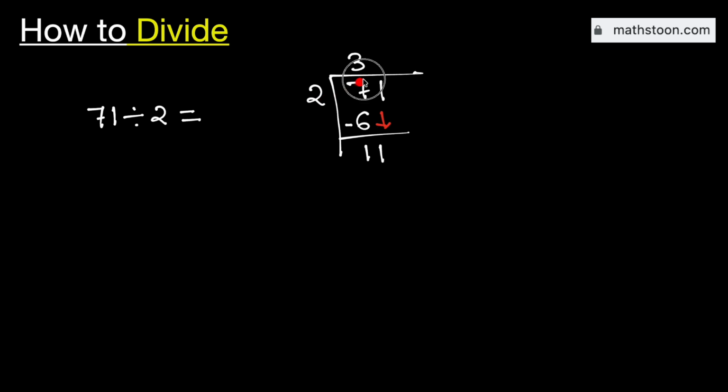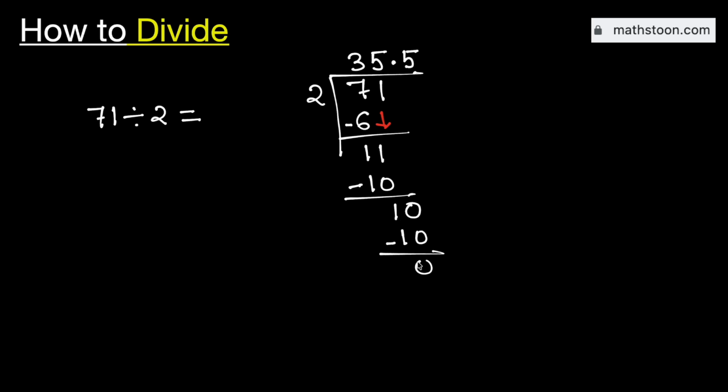Now we know that 2 times 5 is 10, and 10 is closer to 11. Subtract, we get 1. In this case, we see that 1 is less than 2 and we have no number to bring down here. So in this case, we will put one decimal here so that we can borrow 10. And we know that 2 times 5 is equal to 10.